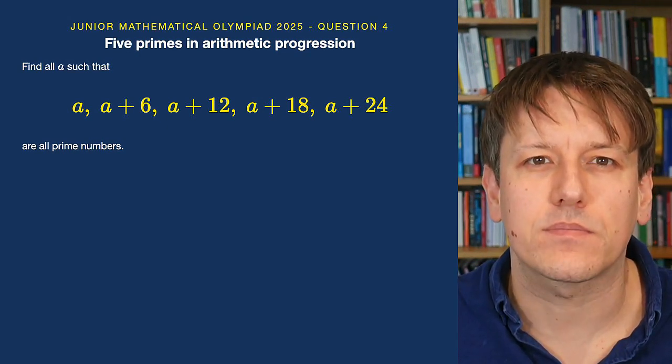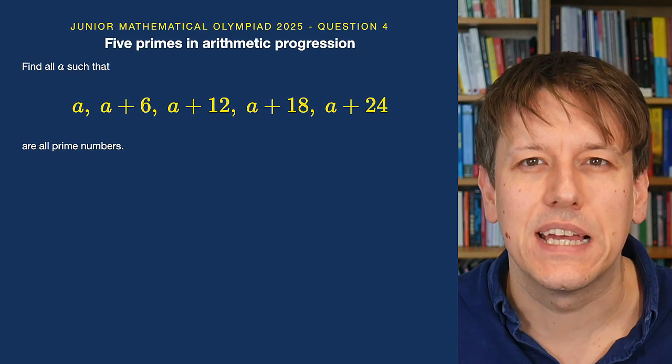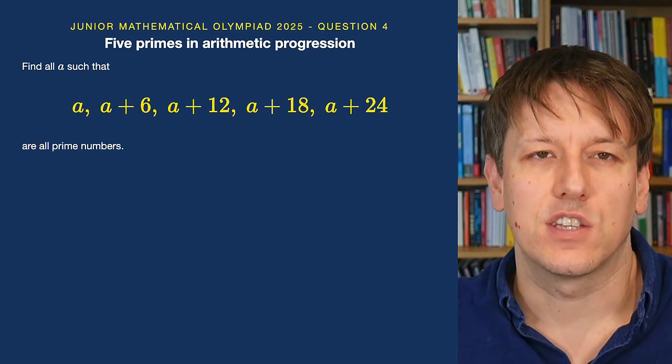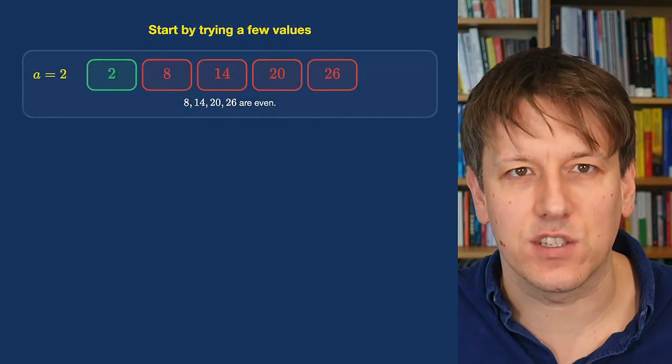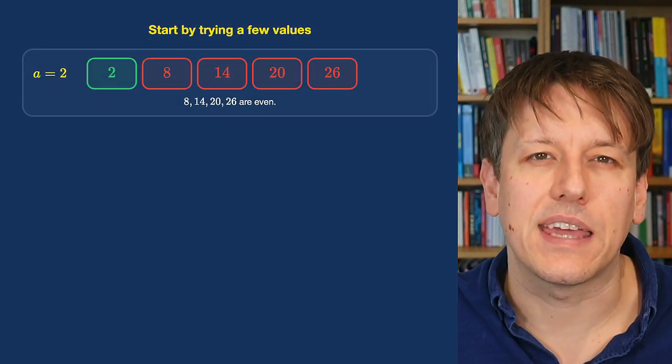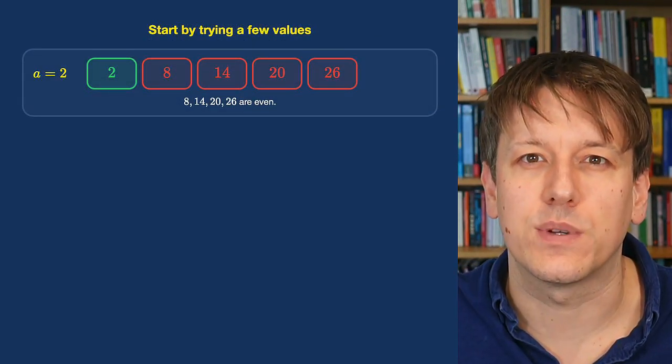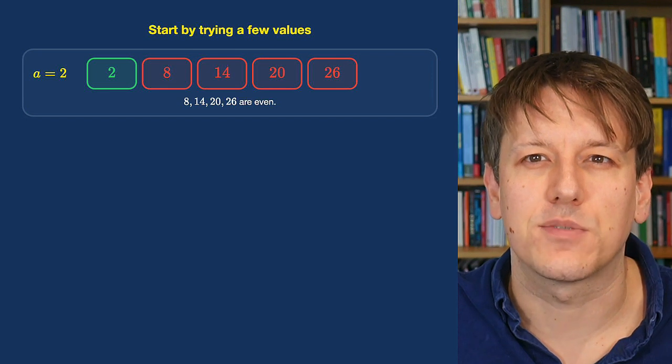we need to do. So if you don't immediately know how to solve this, a sensible first step is just to play around with a few values and see what happens. So for example, if a is 2, the other numbers are 8, 14, 20, and 26. So that clearly fails because they're even.